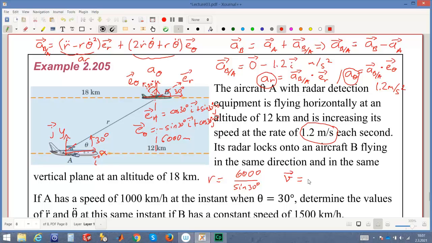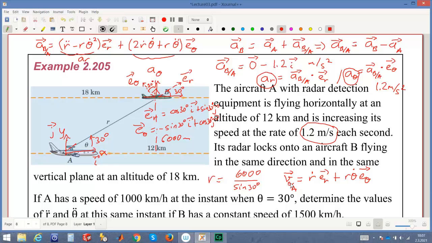Remember that this is the velocity of B with respect to A. Sorry, A with respect to B. Okay, yes, this is the B with respect to A. Sorry for that. Okay, velocity, relative velocity of B with respect to A. And here R dot is along ER direction, plus we got R theta dot along the E theta direction.